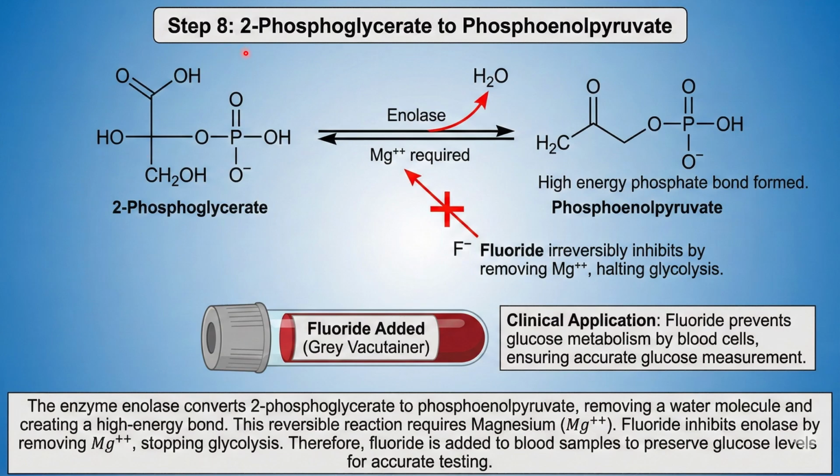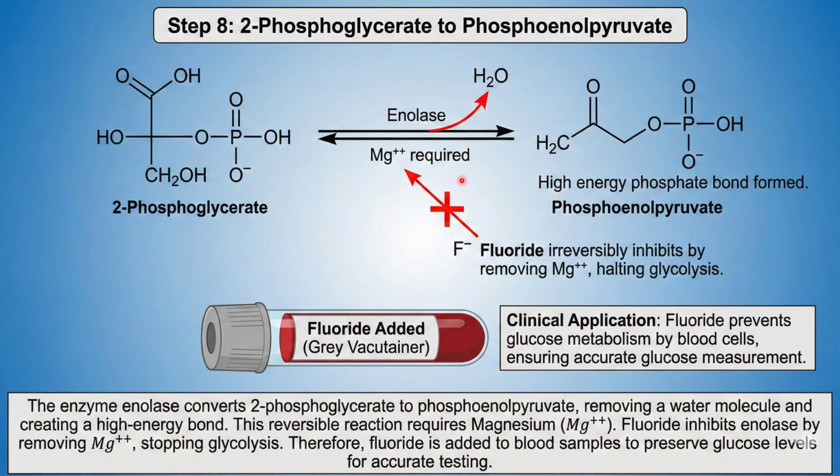So the eighth step is the dehydration step. Dehydration means loss of water, right? So what is happening to the 2-phosphoglycerate? The 2-phosphoglycerate is acted upon by the enzyme enolase. It loses a water molecule to form phosphoenol pyruvate. The phosphoenol pyruvate is a compound containing a high energy phosphate bond. For the action of the enolase, magnesium ions are required. So 2-phosphoglycerate acted on by the enolase, which requires magnesium, undergoes dehydration, removal of a water molecule, to form a high energy compound called phosphoenol pyruvate.